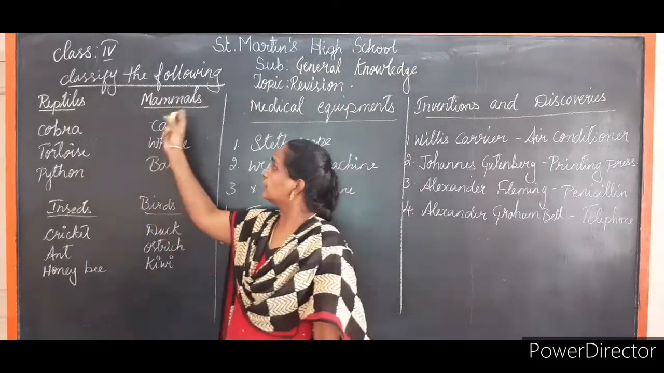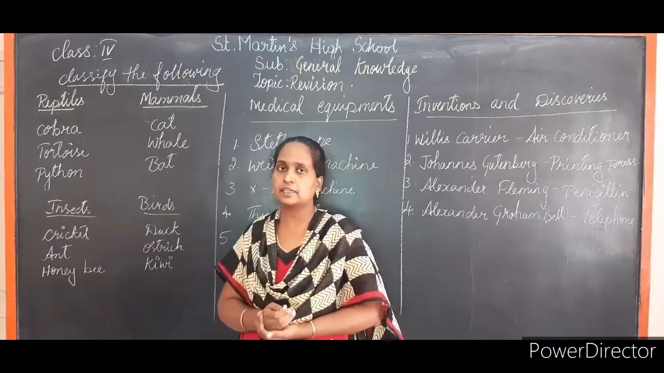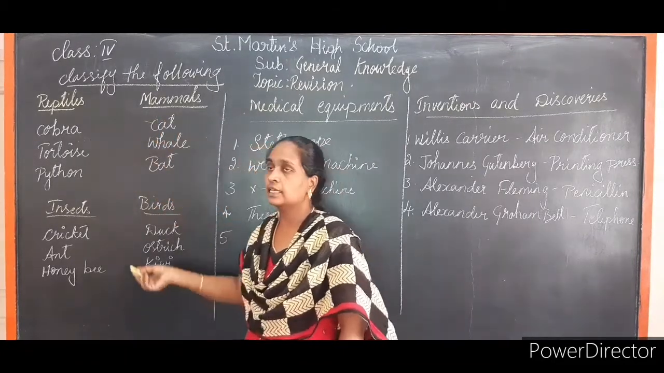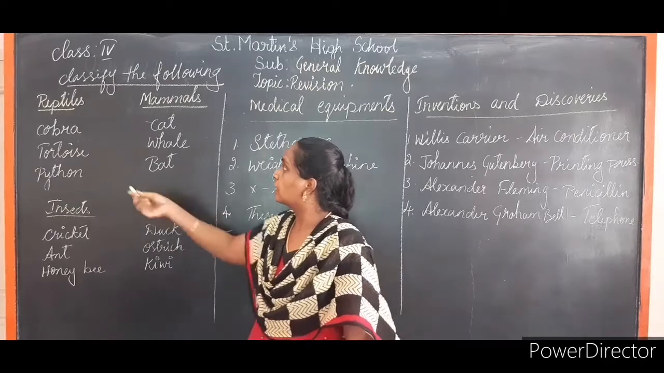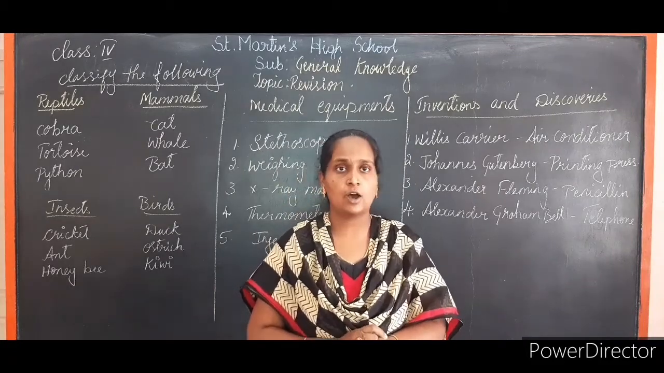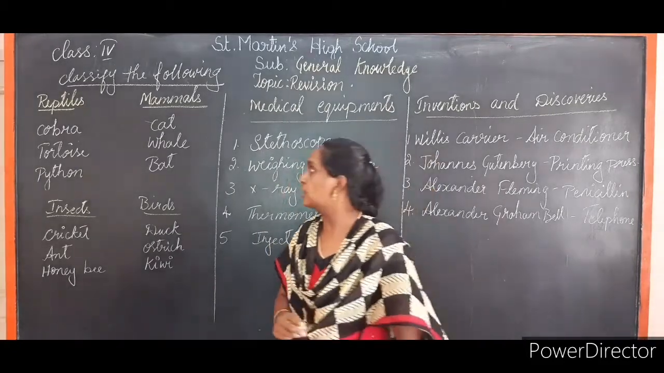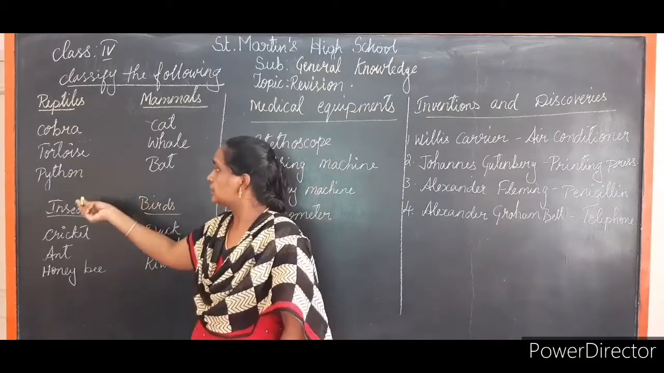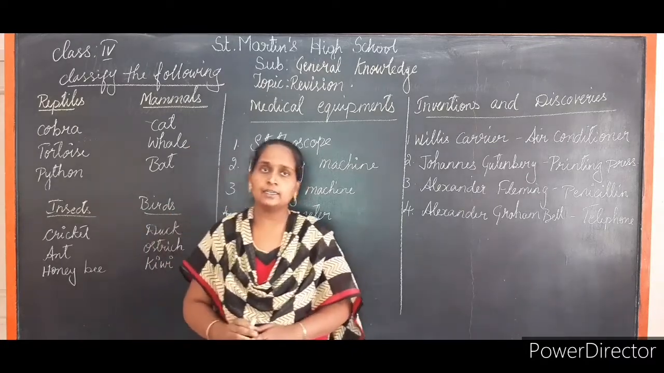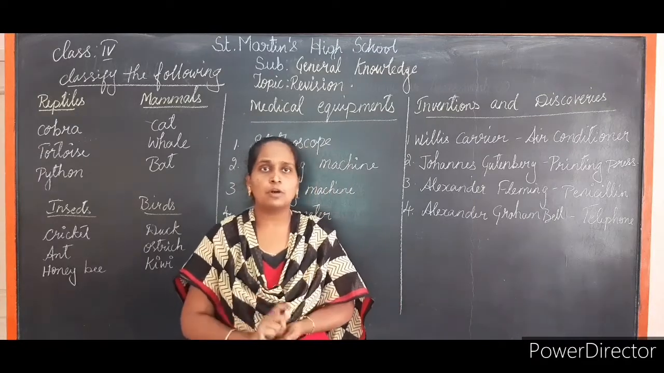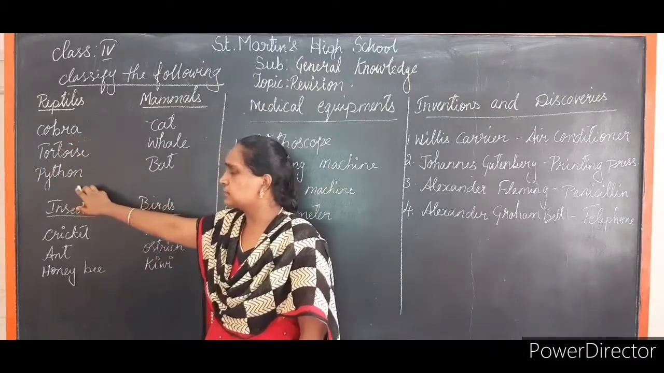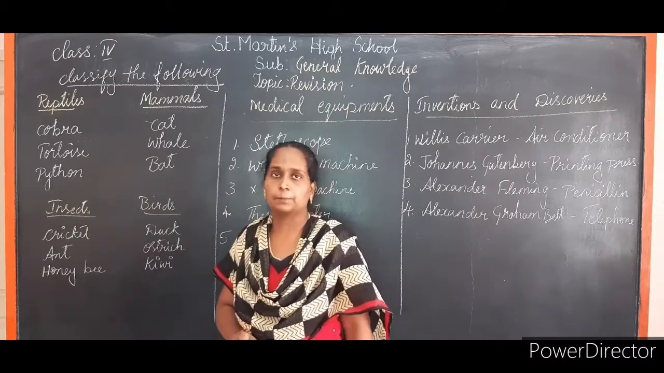Children, here classify the following. Here some of the animals' names are given. We must classify these animals into reptiles, mammals, insects, and birds. Reptiles usually crawl on the ground. Some examples for the reptiles are the cobra, tortoise, and python. These reptiles crawl on the ground, otherwise, they have small, short legs. Cobra, tortoise, python, they are the examples for the reptile.